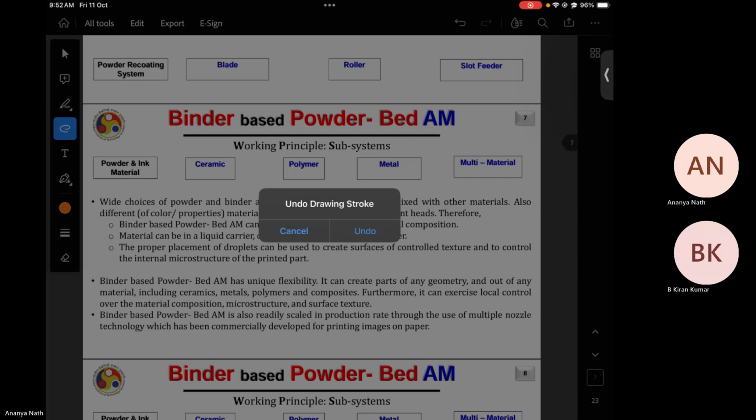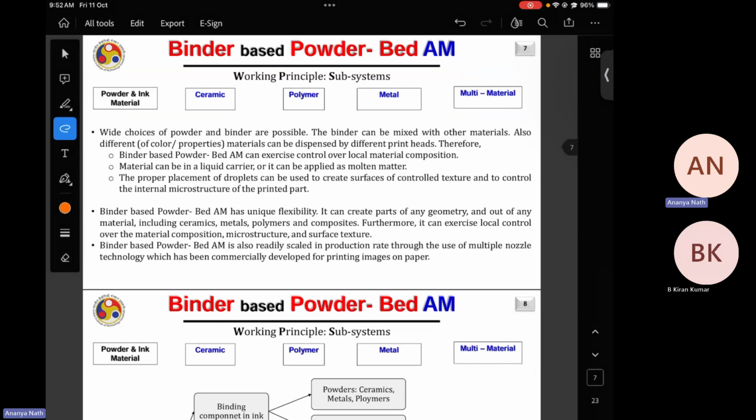I mean the binders, where is it? I'll show. Yeah. So ceramic, polymer, metal, multi-material, everything can be used. And in multi-material, you can go with multiple metals or metals mixed with polymers or ceramic. So you can go for multi-material printing, bimetallic printing, or metal matrix composite printing even. So the advantage of binder jetting is the same as LPBF. Only the problem is the densification of the part.